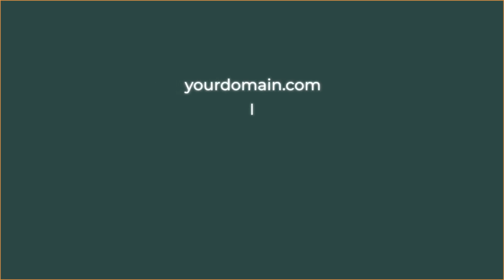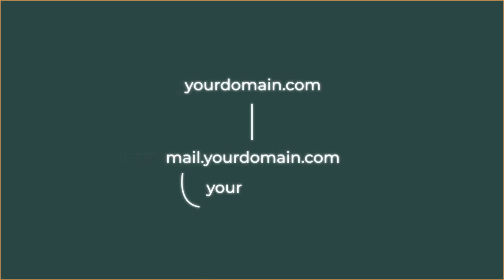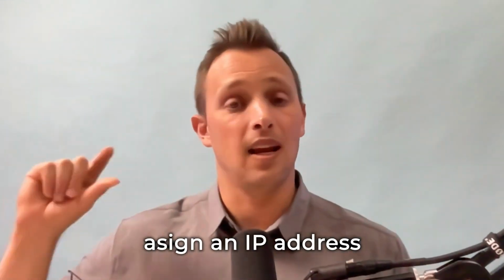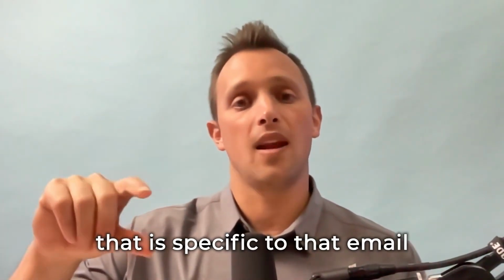When you start running email marketing with Klaviyo and you start setting up your domain, you're going to be setting up a subdomain specifically for email marketing. This is going to help Klaviyo or any other ESP that you're using assign an IP address that is specific to that email. That means when you send emails, you're going to be rated based on the performance of your IP instead of a shared IP.